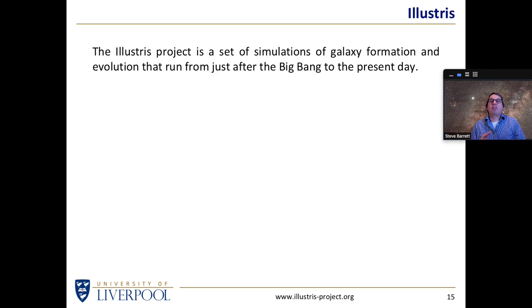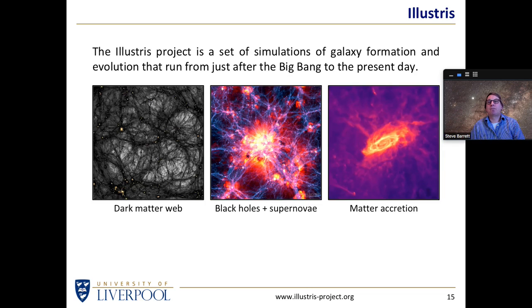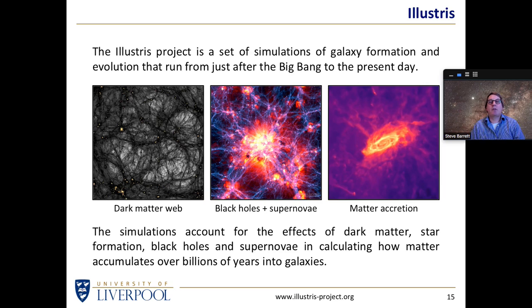So the Illustris project, one of many, remember, is a set of simulations of galaxy formation that run from essentially just after the Big Bang right up to the present day, because ultimately we're trying to explain why the universe looks the way it does at the moment. And along the way, that simulation has to take into account lots of different things. It has to account for the fact that a lot of the matter in the universe is actually dark matter. I said something about that before, of course.